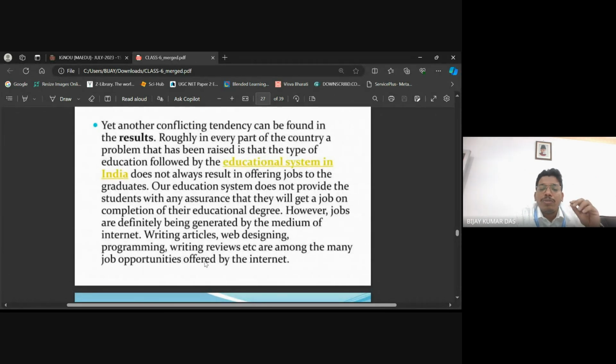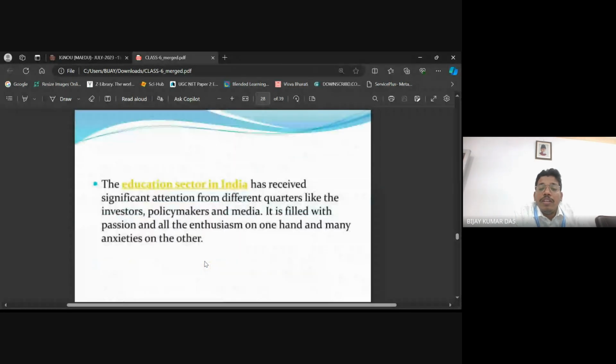However, jobs are definitely being generated by the medium of the internet. When we open the internet or any website, you get news and information that there is a vacancy, there is a job, and you apply. You are getting information very easily, and also maximum recruitment or selection procedures are going through the internet, right? Writing articles, web designing, programming, writing reviews: these are among the many job opportunities offered by the internet, right? You can also have seen this.